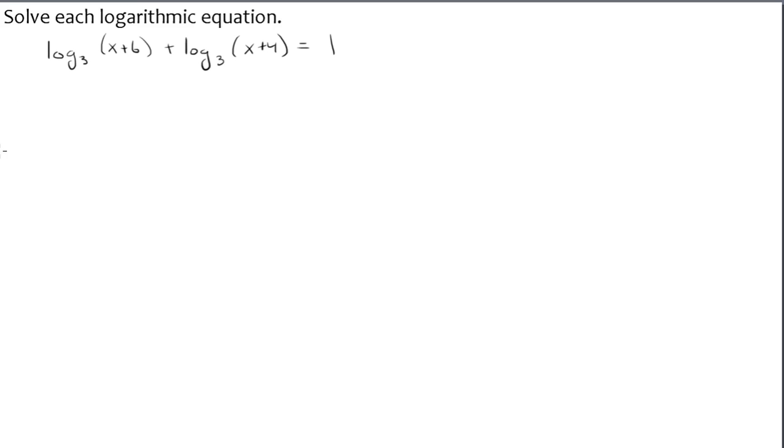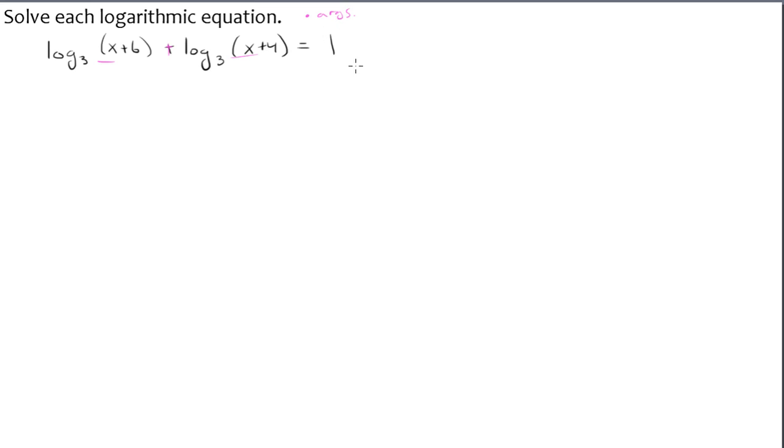Hey everybody, let's solve some logarithmic equations. I've got an involved one right here. We've got the log base 3 of x plus 6, and we're adding to it the log base 3 of x plus 4. And now all of that is equal to 1. The first thing we're going to have to do is take these two logs and combine them together. And since there's addition between them, that means we're going to multiply the arguments.